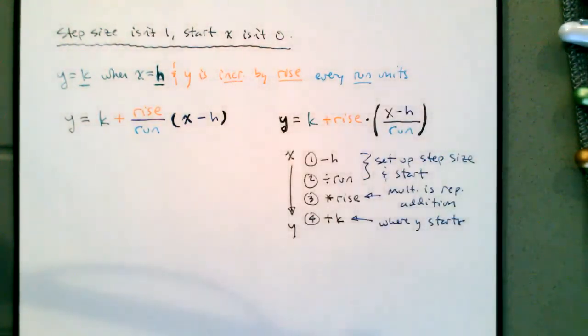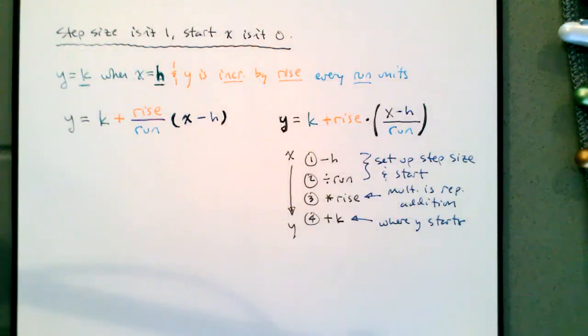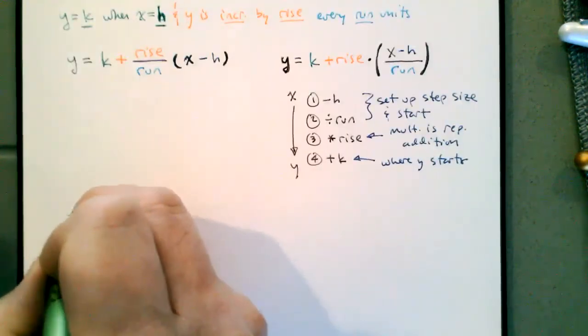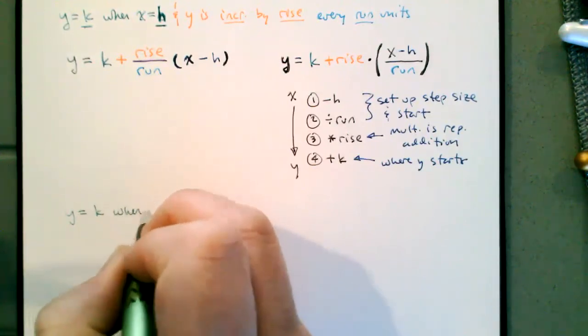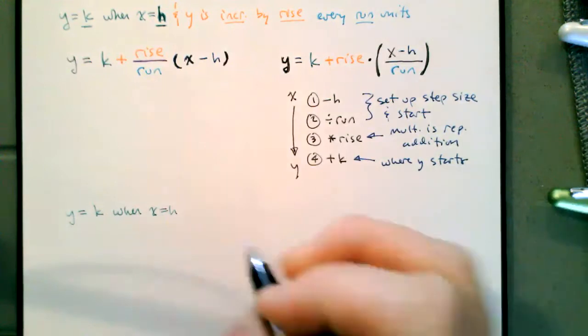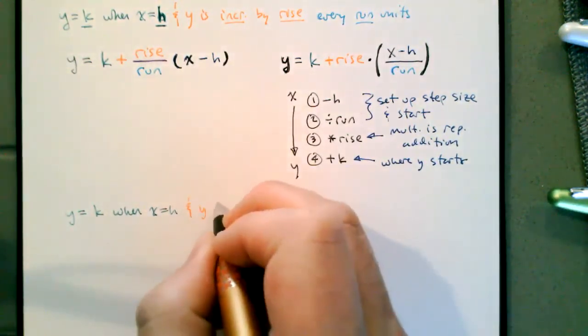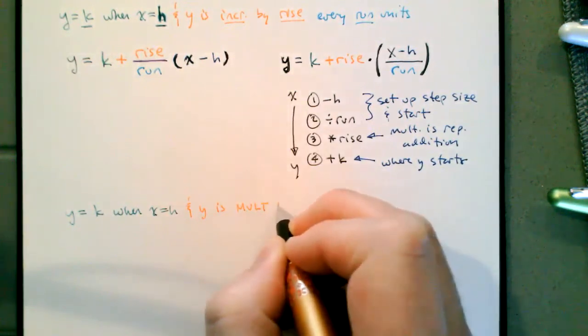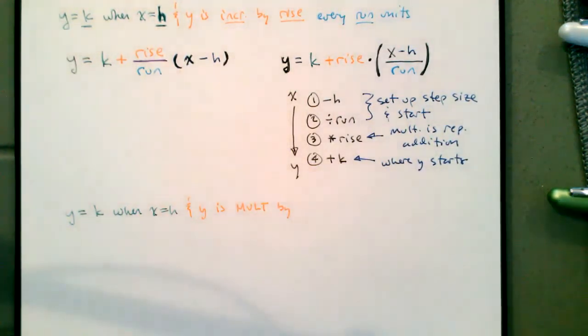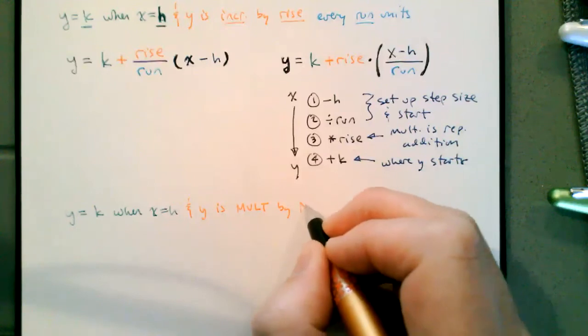But the future is like a week away, because we got spring break and then we come back and we need to start talking about exponential functions. And all I'm gonna do for an exponential function is change increase by the rise to multiply by some multiplier. All we're gonna do is say y is k when x is h, and y is multiplied by, I need something for the multiplier. I'm gonna use a capital M because it's like a super slope.